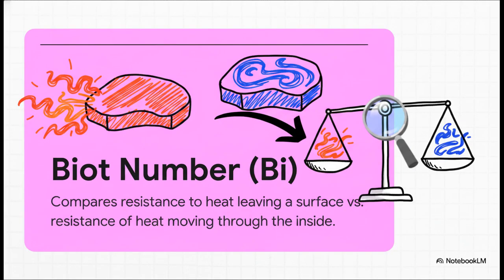So, to check our assumption, we use this amazing little tool called the Biot number. Now, it sounds kind of complicated, but trust me, it's just a simple comparison. All it does is compare how hard it is for heat to move through the object versus how hard it is for heat to leave the object's surface. That's literally all it is.